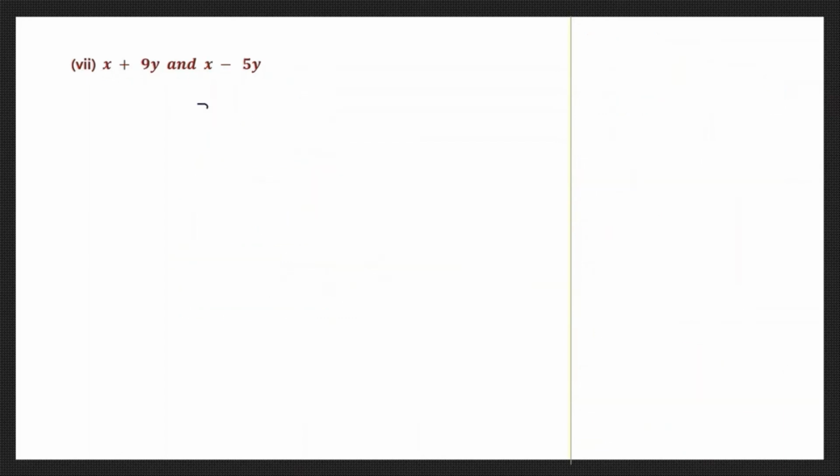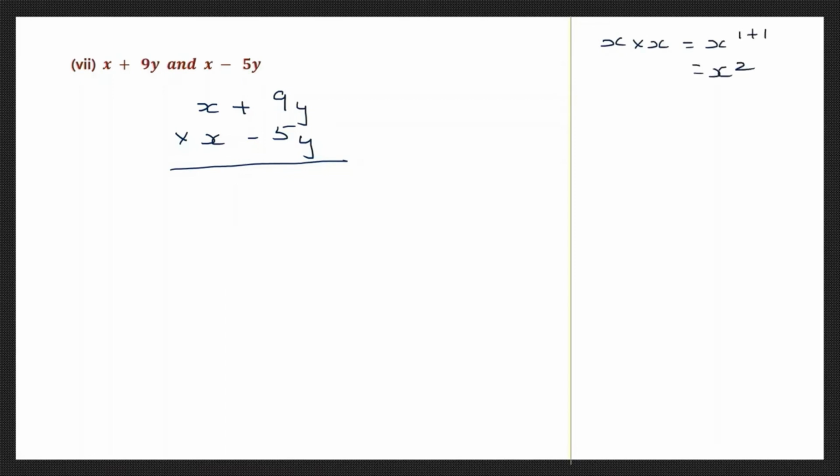So here let's multiply x plus 9y into x minus 5y. So first let's take x into x. So x into x will be x to the power of 1 plus 1, which is x squares. So let's write x square here. Now we finish multiplying with x. Let's multiply x into 9y. So x into 9y will be 9xy. So let's write that down. Plus 9xy. So we finished multiplying with x and 9y.